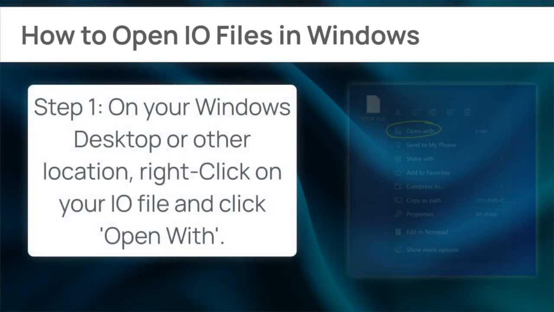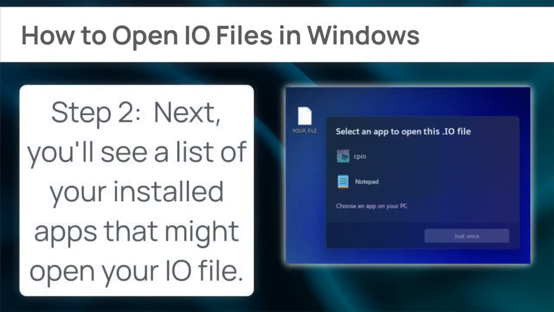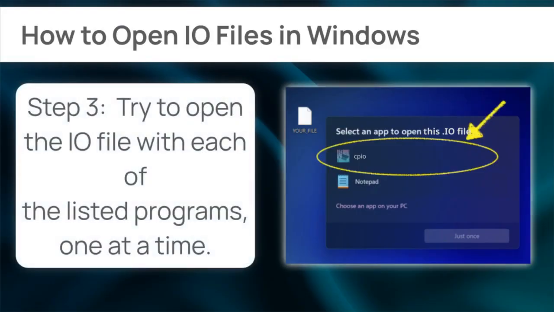We are testing the limits of your installed programs. Right-click the I/O file and select Open with Test CPIO first. If it fails, select another application. Compatibility is not always straightforward.